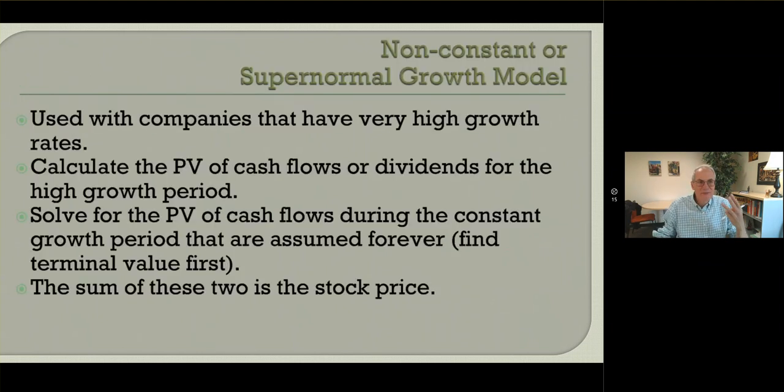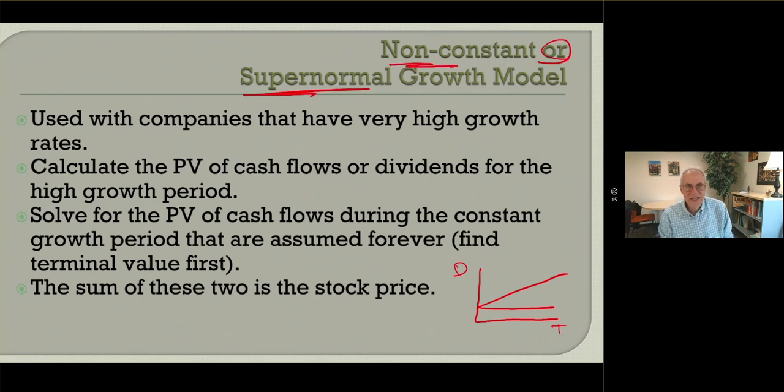All right, so we've now done 3 out of the 4 models. Now, once again, I want to remind you that here's what we've done. We have the 0 growth, which means the dividend, this is time and this is dividend, it stays flat, or okay, it doesn't grow. Then we have one that says, okay, it's just going to grow at a constant rate. It's going to go up X% each year. And then we have what's called a supernormal or non-constant.